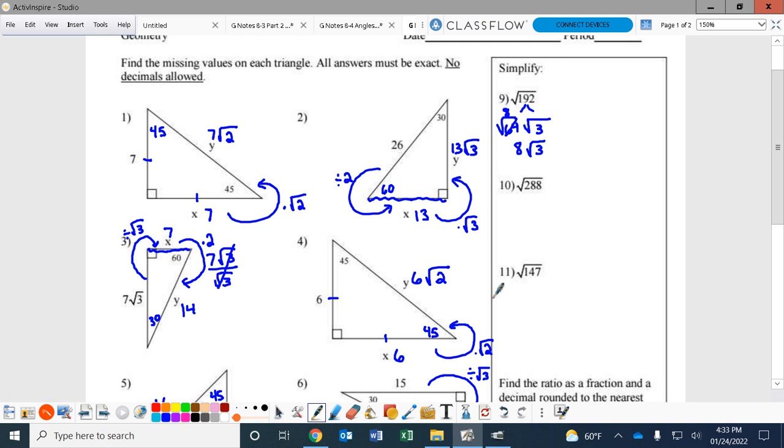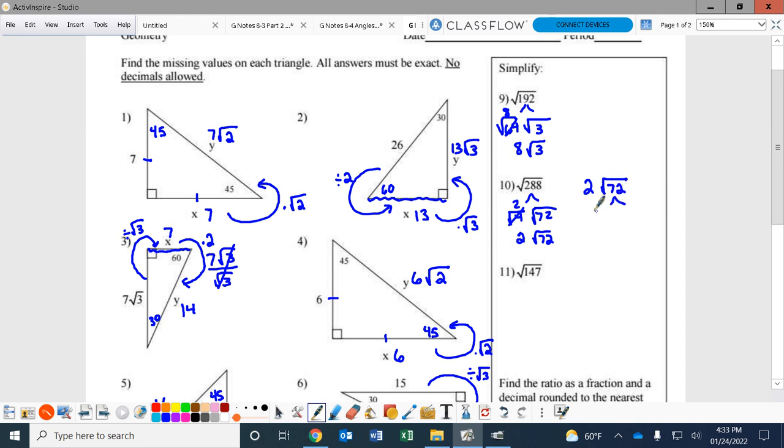Okay. Now, 288. I know what goes into it very easily because I do this a lot, but you may not see it right away. You may start with a smaller number from that list. 288 will divide by 4, and it'd be 4 and 72. So there you go. Square root of 4 is 2, so it'd be 2 square roots of 72. And then you've got to keep going because it's not broken down all the way.